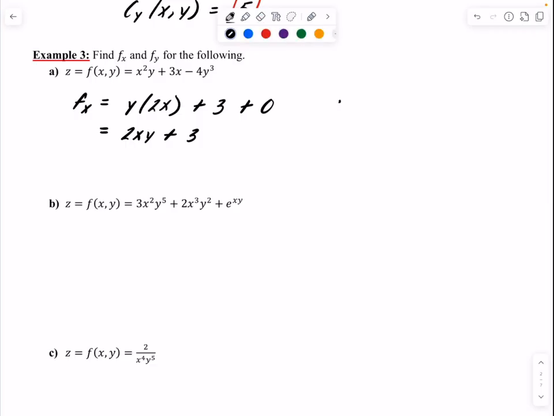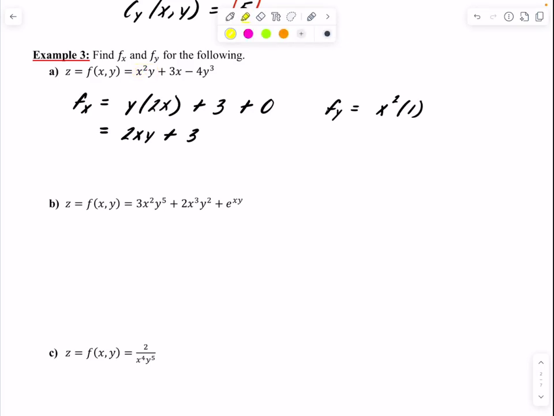Now let's find the partial derivative with respect to y. So if I want to take the derivative of that first term with respect to y, this time x squared is a constant, so I'm going to write that first. And I'm just going to be left with taking the derivative of y, which is technically just 1.